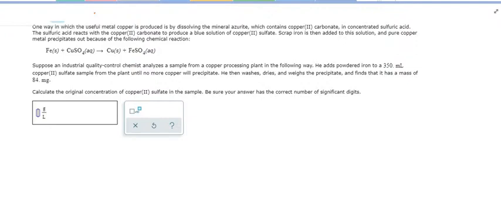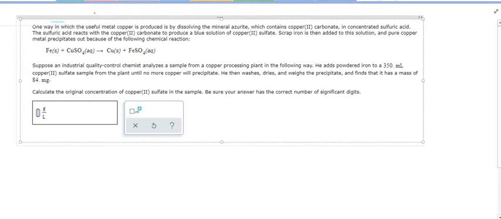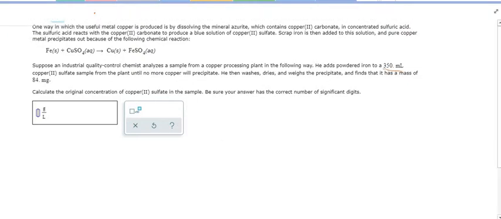Scrap iron is then added to this solution and pure copper metal precipitates out because of the following chemical reaction. Alright, so there's the equation. Suppose an industrial quality control chemist analyzes a sample from a copper processing plant in the following way. He adds powdered iron to a 350 milliliter copper(II) sulfate sample from the plant until no more copper will precipitate. He then washes, dries, and weighs the precipitate and finds that it has a mass of 84 milligrams. So how would I go about tackling this?